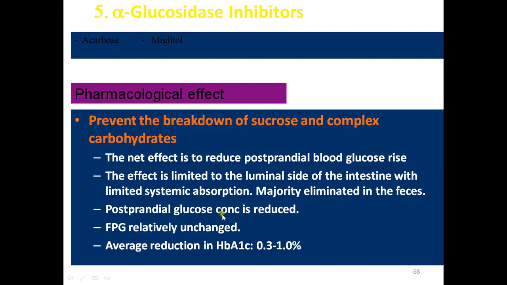Reduces the postprandial glucose. Average reduction of the HbA1c is 0.3 to 1%. The main side effect of alpha glucosidase inhibitors is that they cause a lot of flatulence, abdominal pain and gaseous distension, because they prevent the breakdown of the sucrose and the complex carbohydrates, which are then broken down by the bacteria down in the large gut.